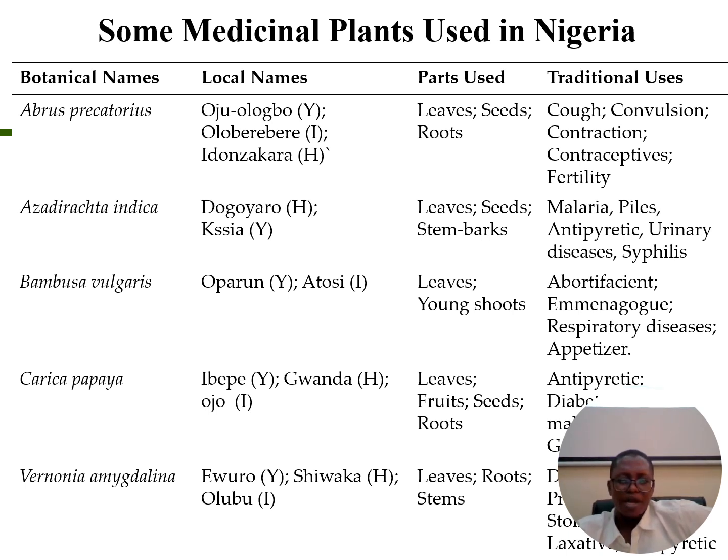We have Carica papaya, which is Ibepe, pawpaw. The leaves, fruits, seeds, and roots are the used parts of this plant. It's used in diabetes, as an antipyretic, and in ulcer also; the seeds are used in the treatment of ulcer. We have Vernonia amygdalina, which is bitter leaf. It's used as a laxative, in malaria, and in several other diseases.